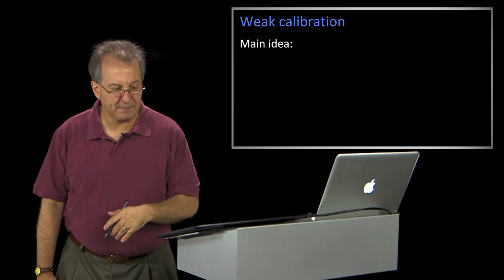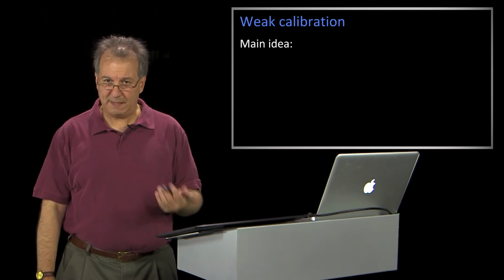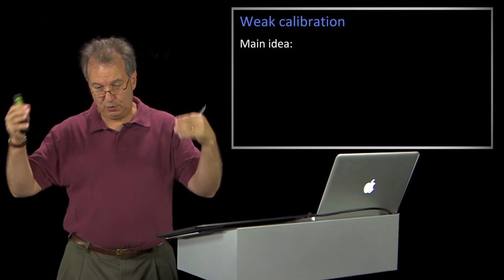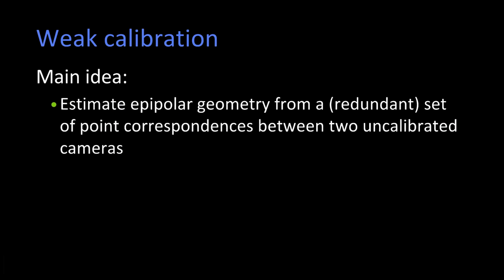Let's talk about what I'm going to call weak calibration. What I mean by that is we're just assuming that we've got two projective cameras, so they're going to behave like projective cameras, but in particular we don't know anything about focal length or their offsets. But we are going to assume, for example, that we don't have radial distortion. We're going to assume that we don't have a non-uniform stretch of the image. So when it's weakly calibrated, that's all we mean.